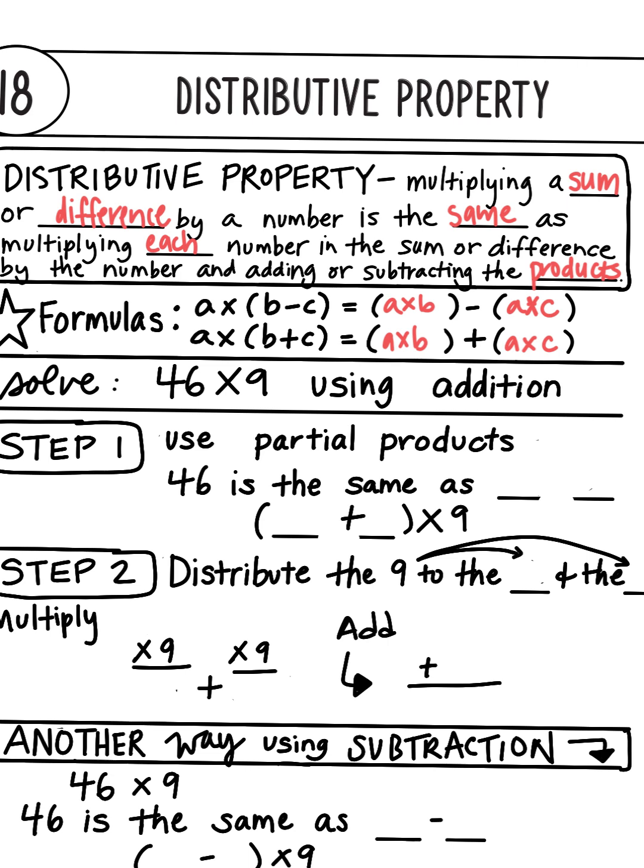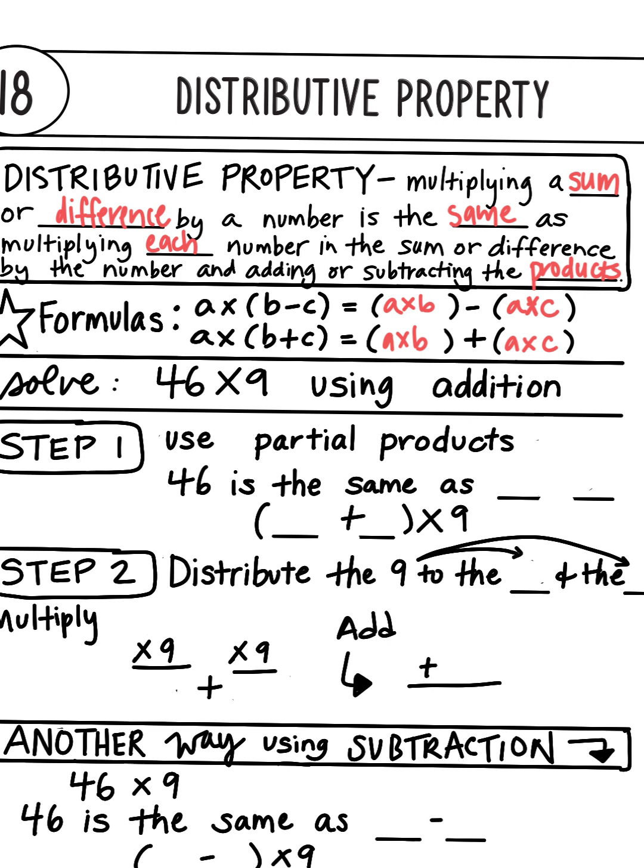So now I have real numbers. Okay, that's what my formula looks like. But now I'm going to practice using real numbers. So it says solve 46 times 9 using addition. Okay, we know how to solve 46 times 9 normally, but we're going to break it up and use distributive property. So we're going to be using partial products essentially to do this.